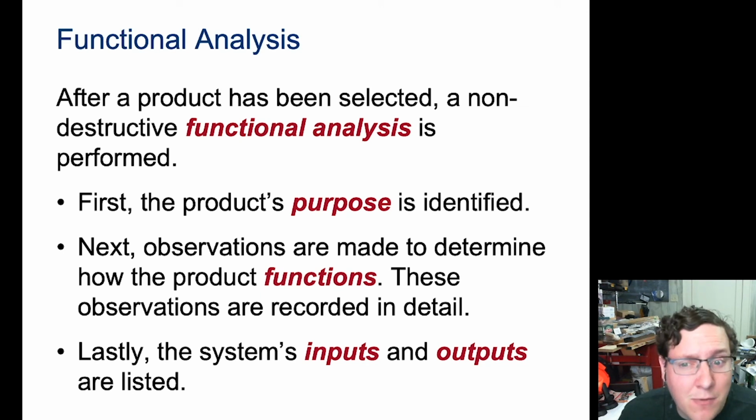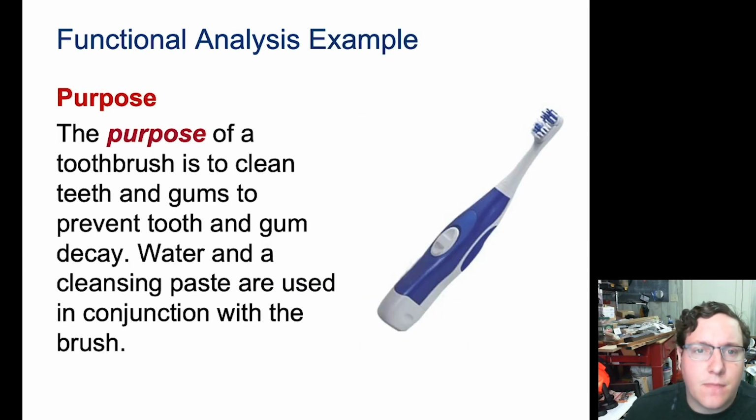What is it supposed to do? What problem is it there to fix? From there, your observations are allowing you to determine the functions. So what is it that it actually does? Not what problem is it solving, but what steps does it do to go ahead and solve that. And then you get into the inputs and outputs. What do you have to contribute to the system before it's coming up with features, the functions, that are going to be more useful to you?